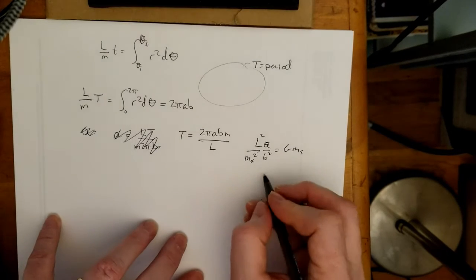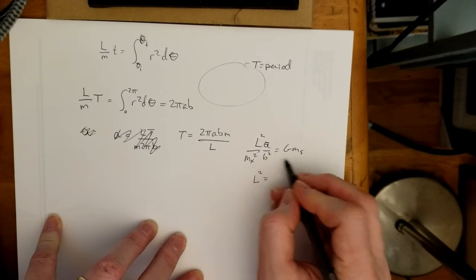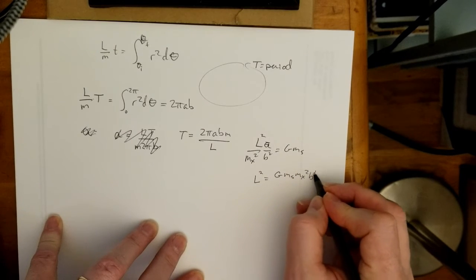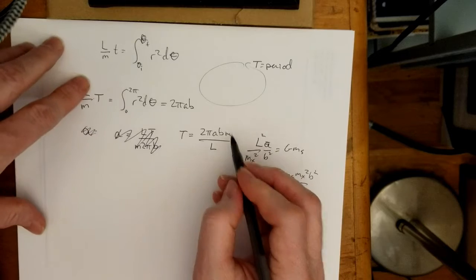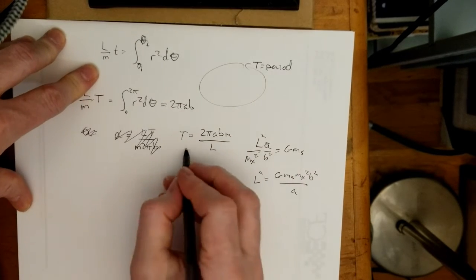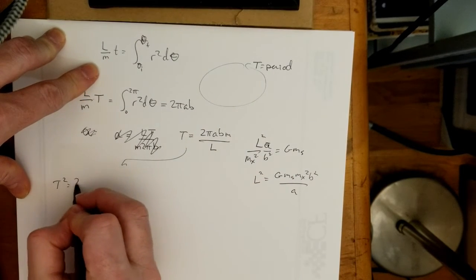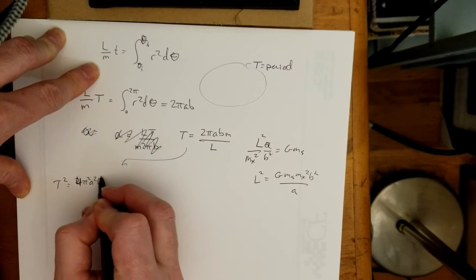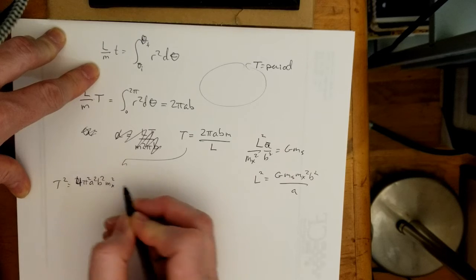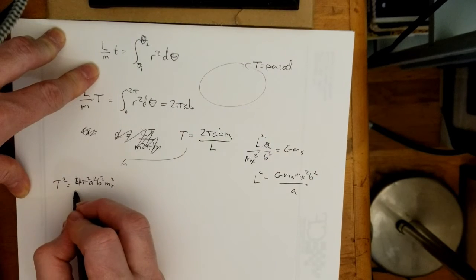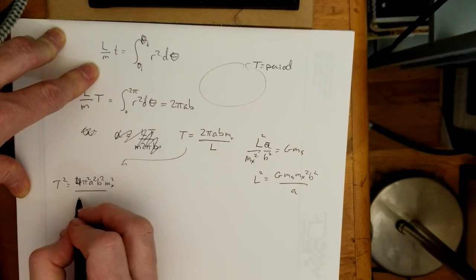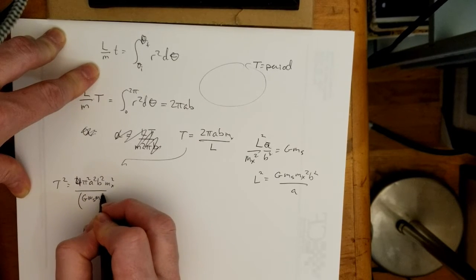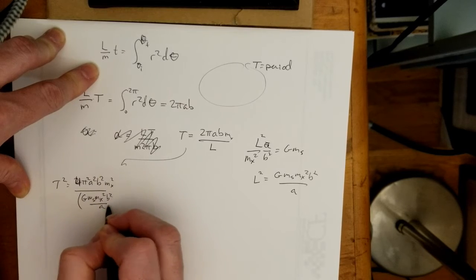Probably a faster way of doing that one. So L squared is equal to G m_s m_x squared b squared over a. So let's go ahead and, instead of doing the square root of that, let's square this out. So I have T squared is equal to 4 pi squared a squared b squared m squared, that's mass of x, over this whole mess here. So this is G mass of sun m_x squared b squared over a.